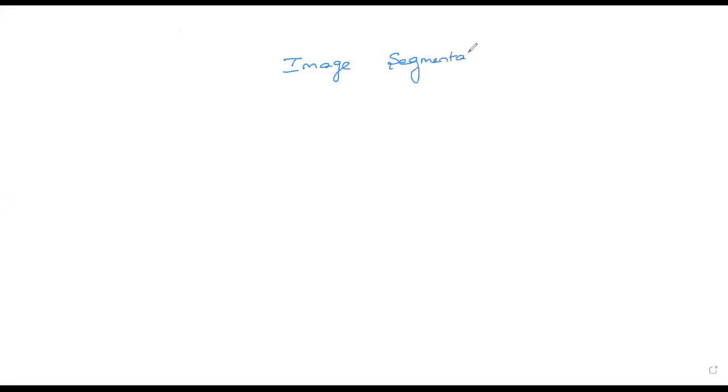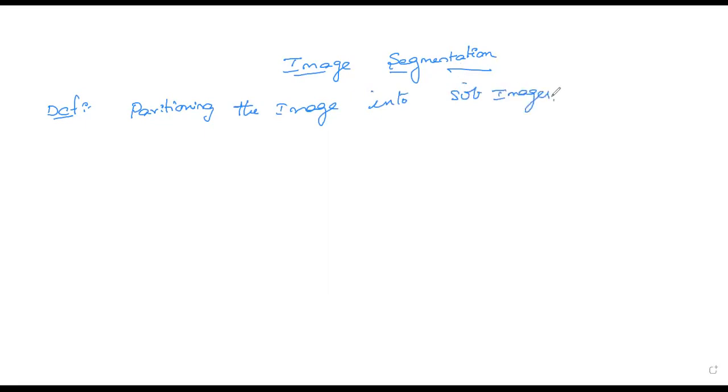So, definition. What is image segmentation? Partitioning the image into sub images. Okay, the definition is partitioning the image into sub images.